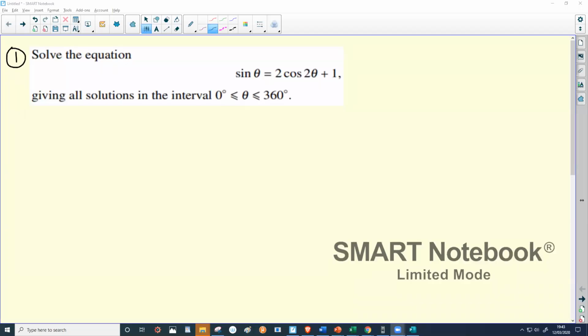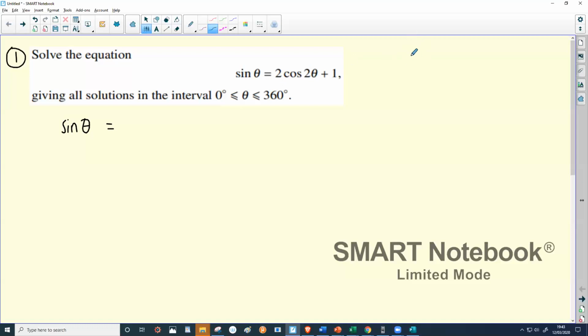Okay, so let's have a look at question one here. We need to solve this equation, sine theta equals 2 cos 2 theta plus 1, giving all solutions in that particular interval. Now, if we think about it, sine theta, I can't really change. But we do know something with the double angle formula.